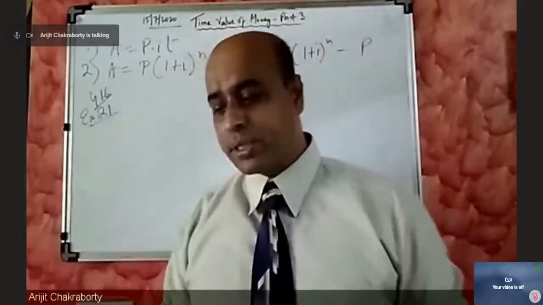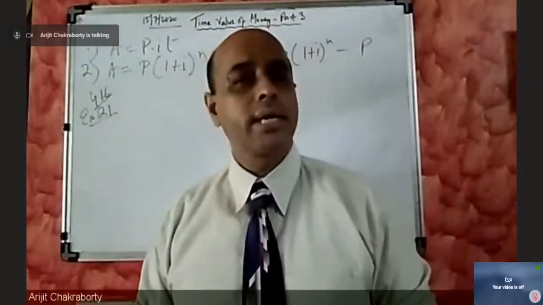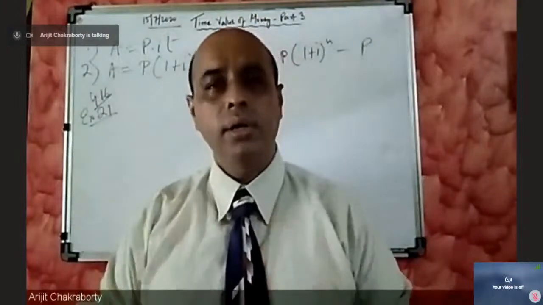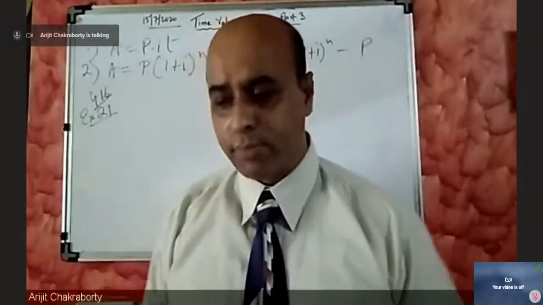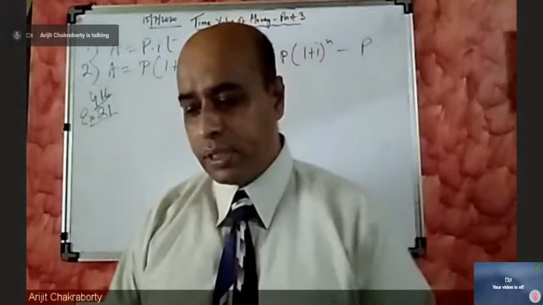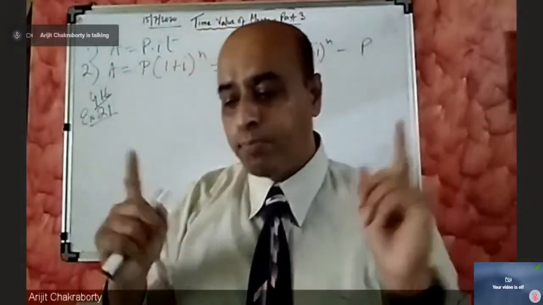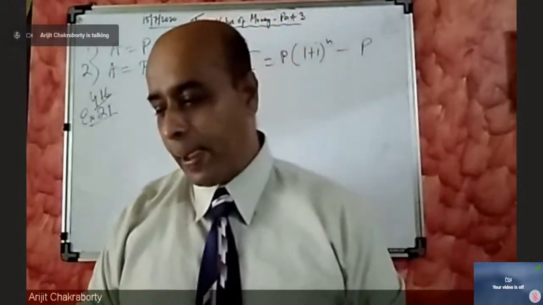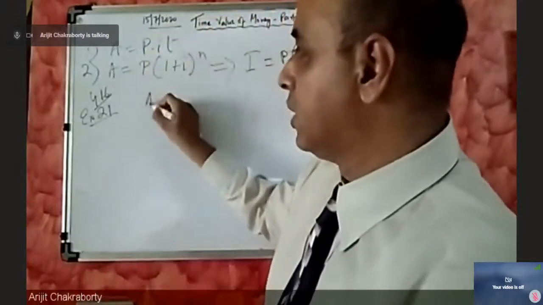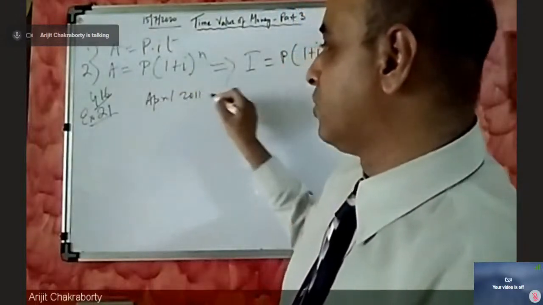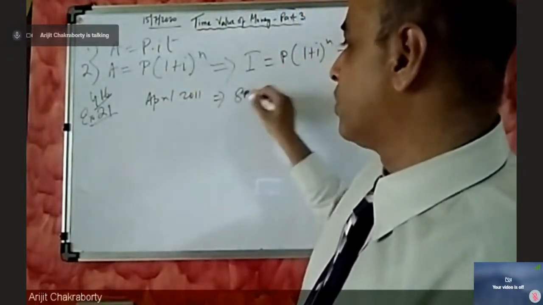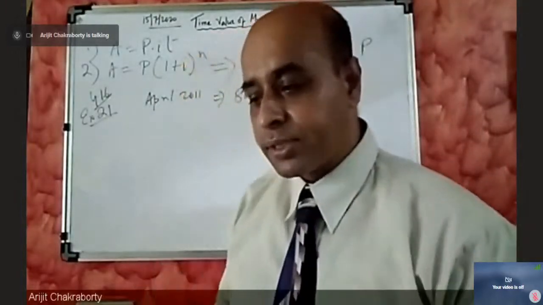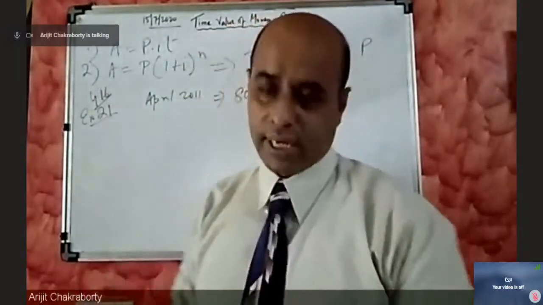It's a very important question for your exams, and it is example 21, page 4.16 of your ICAI study material. Please open the question. You will see the question is: a person opened an account in April 2011 with a deposit of rupees 800. The account paid 6% interest, which is compounded quarterly.